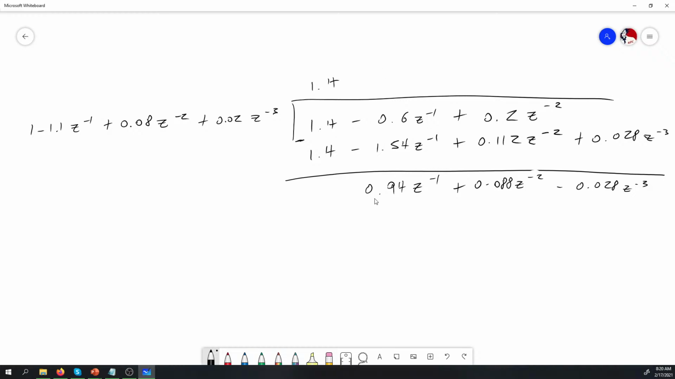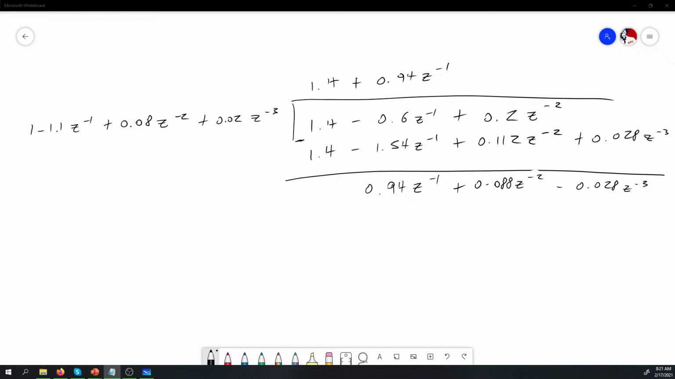For our next step, we're taking the first term of the remainder and dividing it by the first term of the denominator. That's 0.94 z to the negative 1 divided by 1. So our quotient result is going to be 0.94 z to the minus 1. Then we just repeat the steps from before: we take this first term, 0.94 z to the negative 1, and multiply by each one of these terms in the denominator. Let's see what we get.